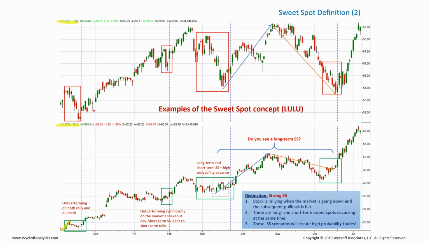Look into this area right here, a rally and the reaction. The reaction is just very small. It's a higher low, whereas the market is making a slope to the downside. So the stock is outperforming on both the rally and the pullback. What can we expect? Somebody's buying on the way up and somebody's not selling on the way down. Who could this be? Institution or institutions. So therefore, with their support, we're probably going to outperform in the next rally.